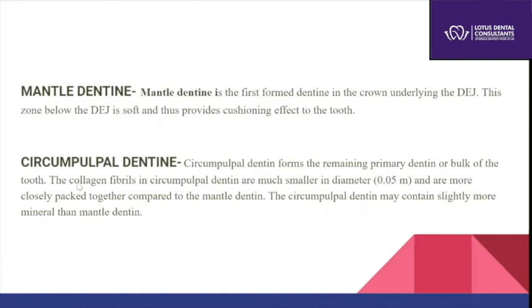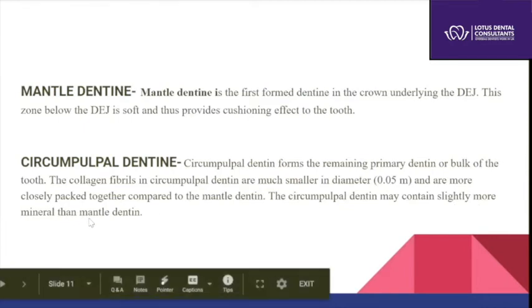The collagen fibrils in circumpulpal dentine are much smaller in diameter and are more closely packed as compared to mantle dentine. The circumpulpal dentine may contain slightly more mineral than the mantle dentine. Okay.